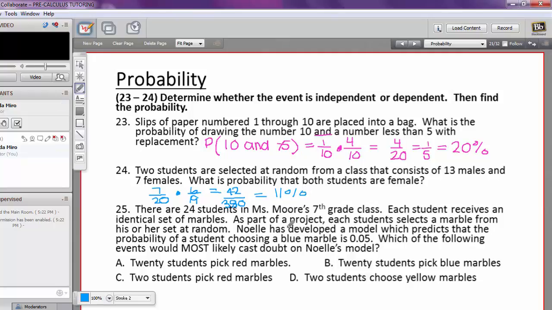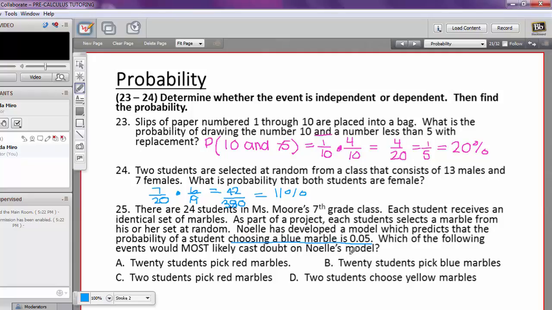There are 24 students in Mrs. Moore's 7th grade class. Each student receives an identical set of marbles as part of a project. Each student selects a marble from his or her set at random. Noelle has developed a model which predicts that the probability of a student choosing blue, so we're focusing on blue, is 0.05. Which of the following events would most likely cast doubt on Noelle's model?